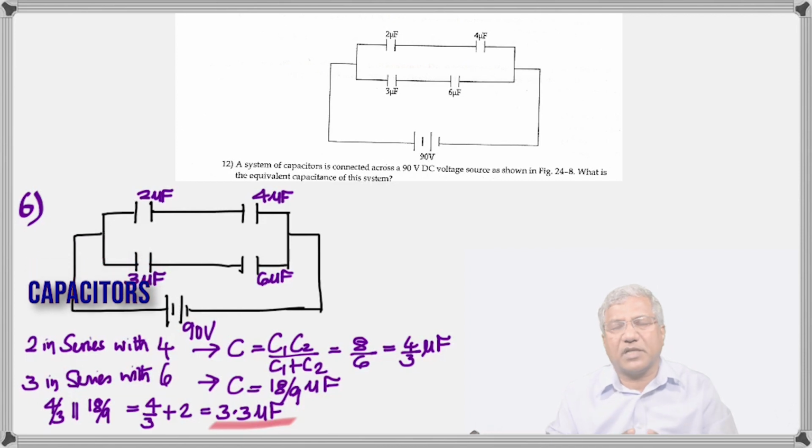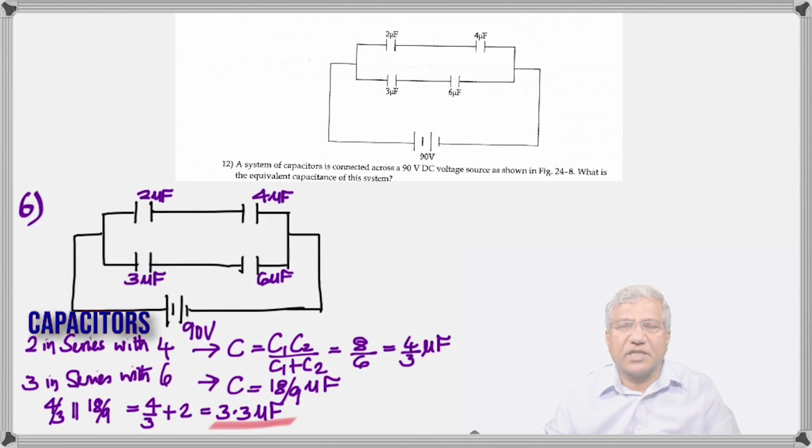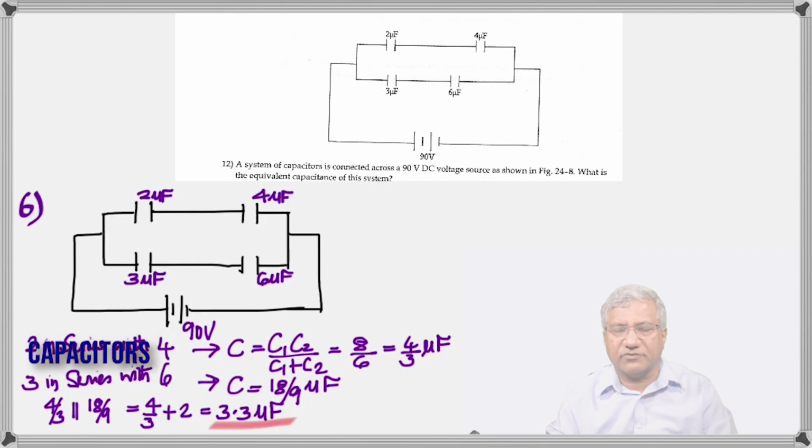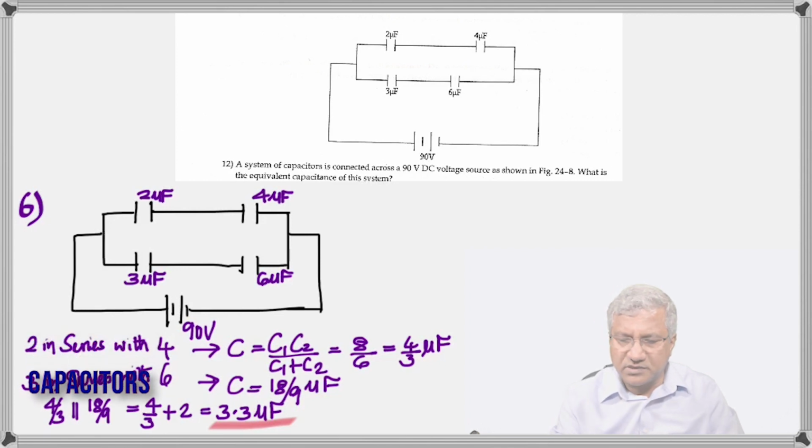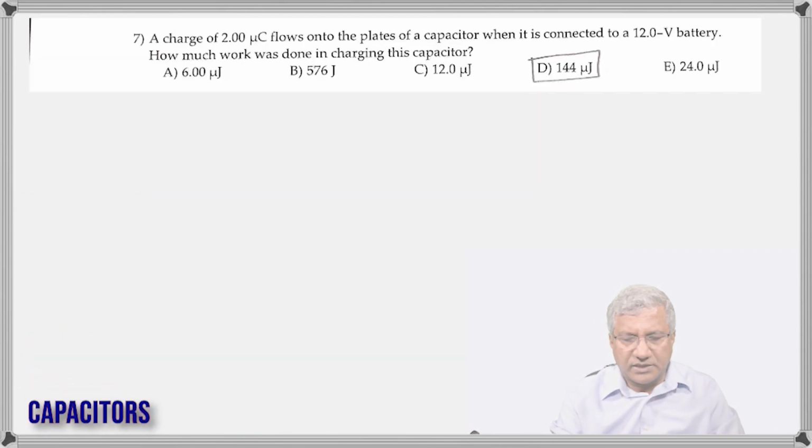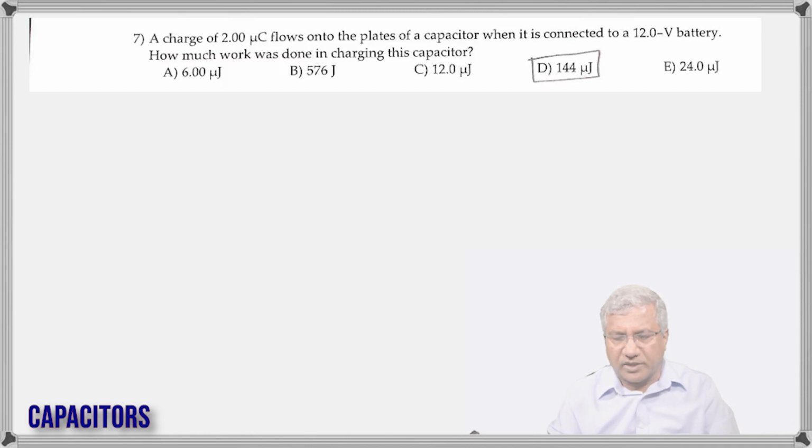Remember, I kept it in microfarad throughout. You need not change the unit, just leave it in microfarad. Brings us to the next one. A charge of 2 microcoulomb flows onto the plates of a capacitor when it's connected to a 12 volt battery. How much work was done in charging this capacitor?